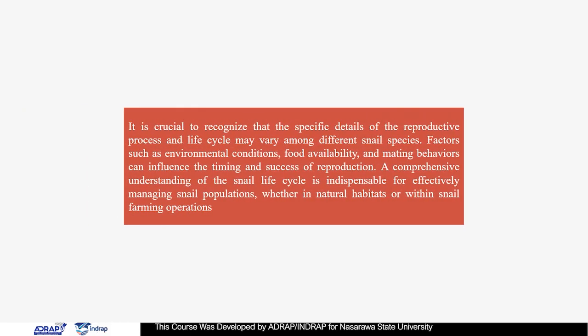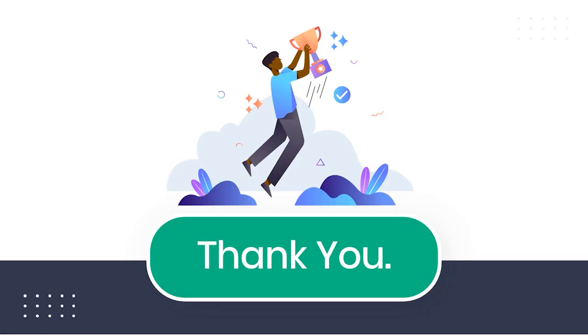It is crucial to recognize that the specific details of their reproductive process and life cycle may vary among different snail species. Factors such as environmental conditions, food availability, and mating behaviors can influence the timing and success of reproduction. A comprehensive understanding of the snail life cycle is indispensable for effectively managing snail populations, whether in natural habitats or within snail farming operations. Thank you.